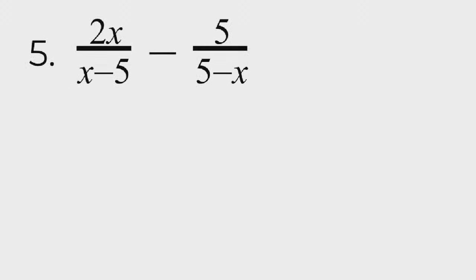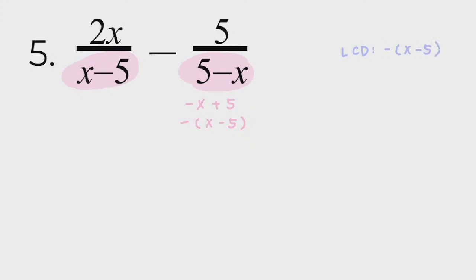So in number 5, we're first going to look for the least common denominator. Our denominators are x minus 5 and 5 minus x. They both look really similar, but there's a negative sign, so if it helps, you can rewrite this as negative x plus 5. But we want this to look like x minus 5, so we can factor out a negative from that, and we get negative times x minus 5. So the least common denominator is going to be negative times x minus 5.